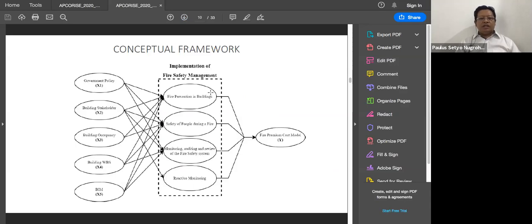This is the result and discussion. The conceptual framework in this study consists of 5 input variables that influence the implementation of fire safety management and the cost of the fire insurance premium rate. The outcome is the relationship model of these variables.